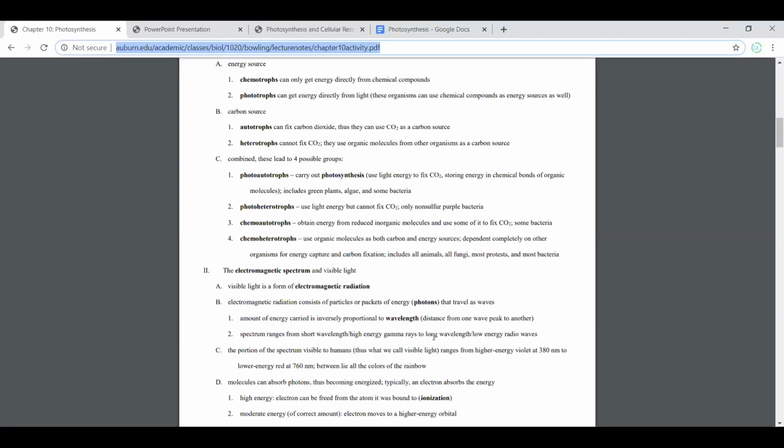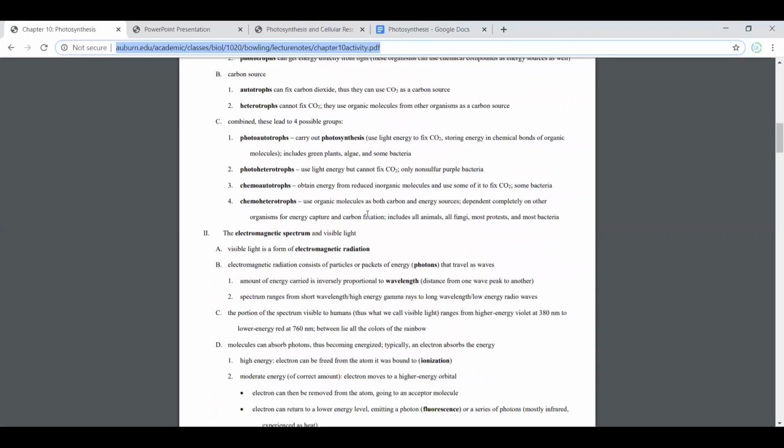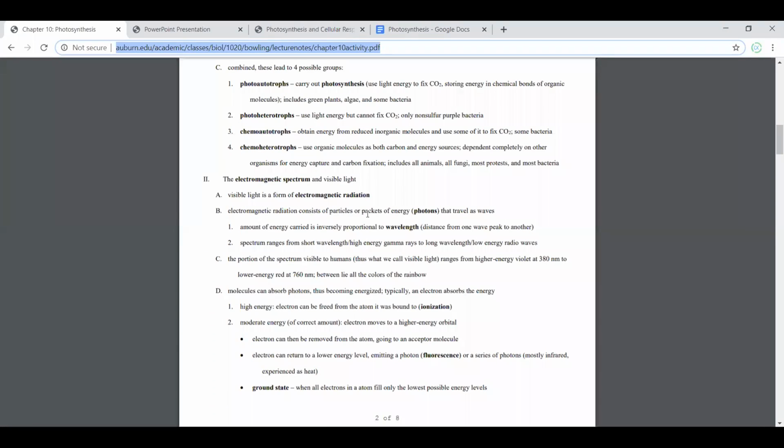We will be talking about photoautotrophs for this lecture, which are just plants, and we'll be talking about photosynthesis. So the next thing we need to know is a little bit about light, because photosynthesis is based completely off light. If you look at the word photosynthesis, photo just means light, and synthesis means the making of something. So it's the making of something using light. That's why light is really important to photosynthesis.